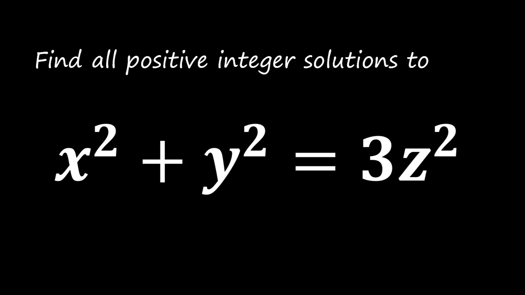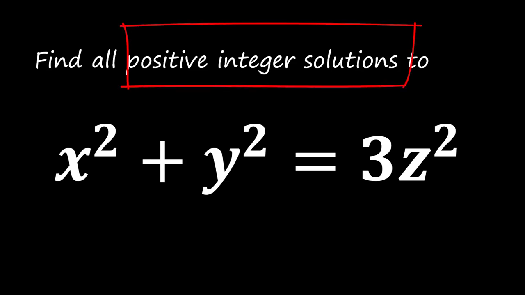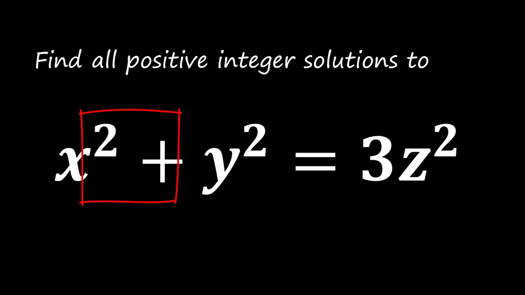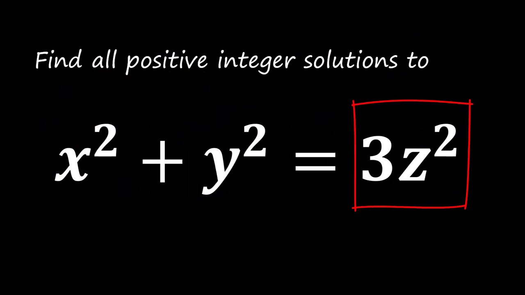Here is the problem. Find all positive integer solutions to the equation x squared plus y squared equals 3z squared.